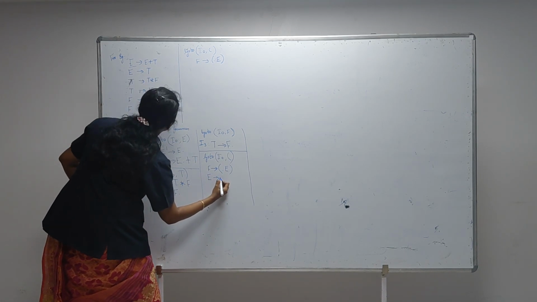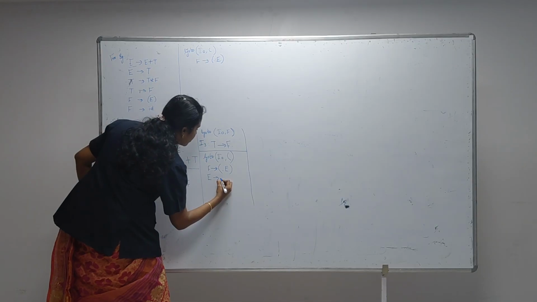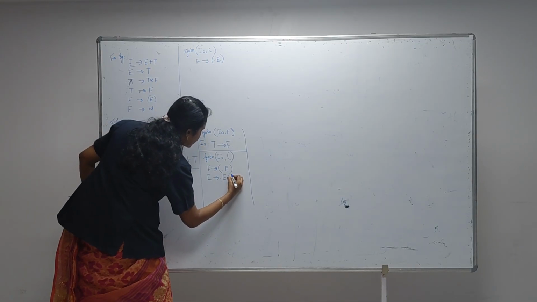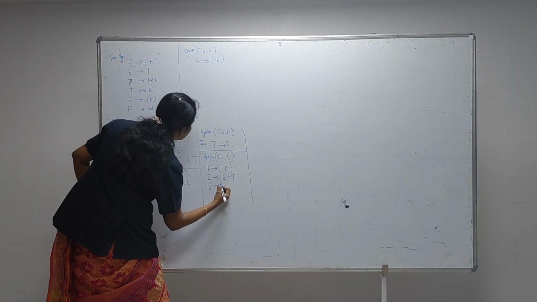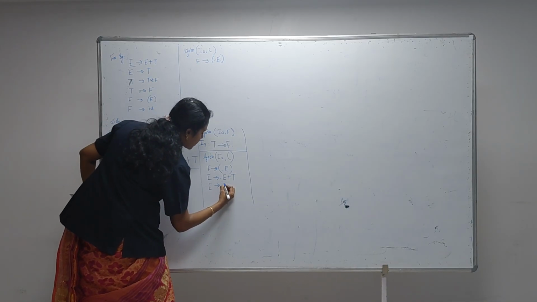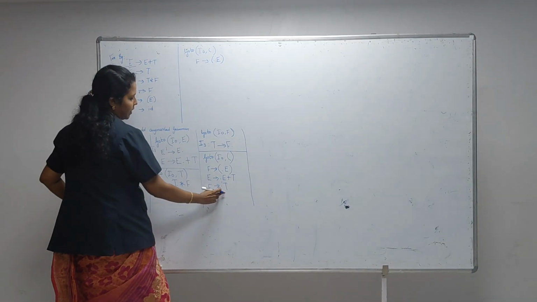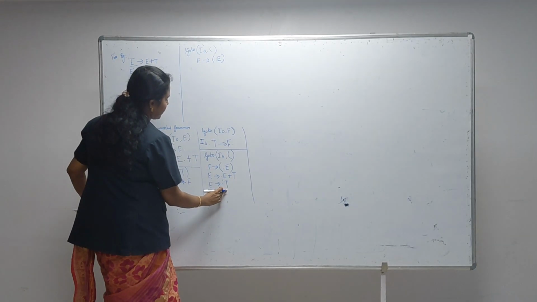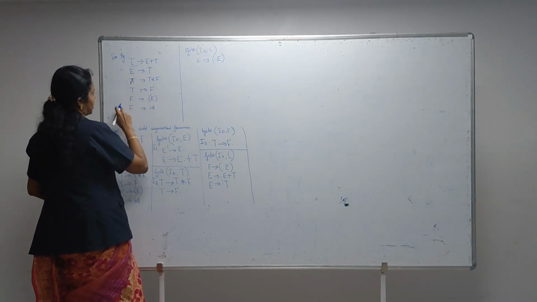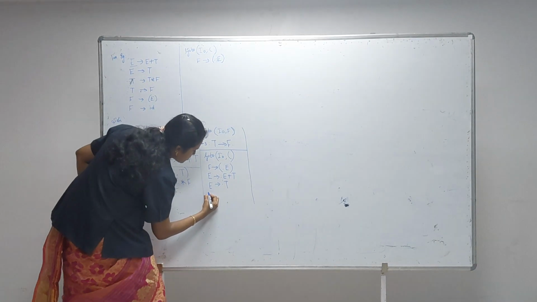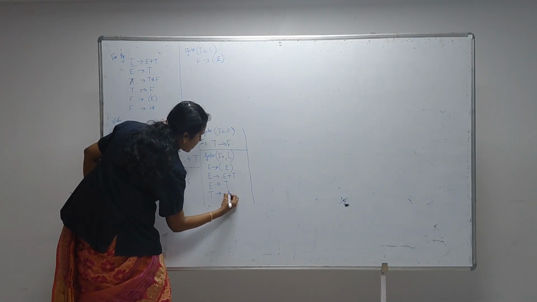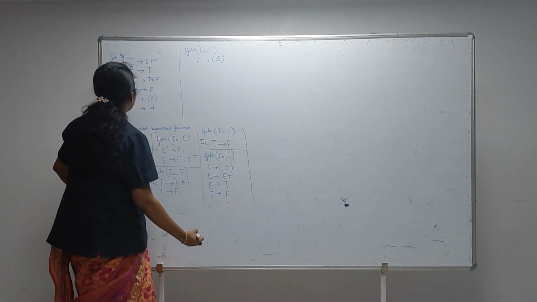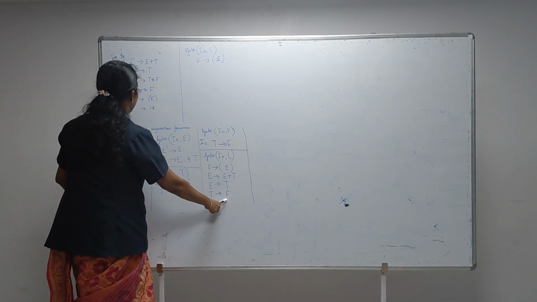So E tends to dot E plus T, and next E tends to dot T. Ahead we have a non-terminal after the dot, so we have to write the production. We will have the productions in the question. So we have to write T tends to dot F, and again we have a non-terminal after the dot.